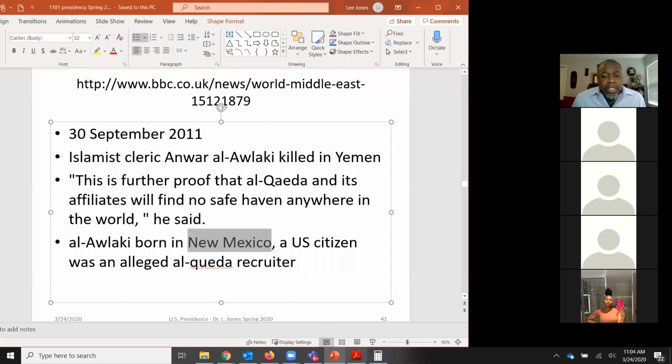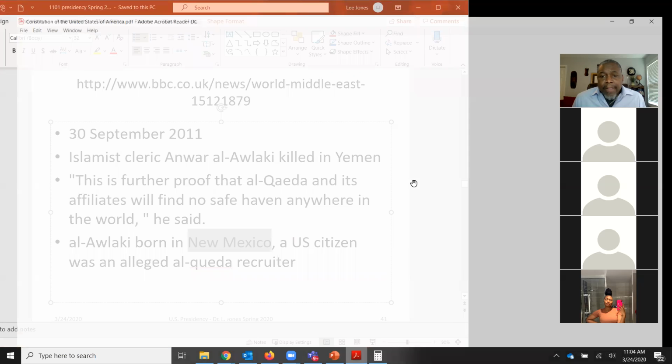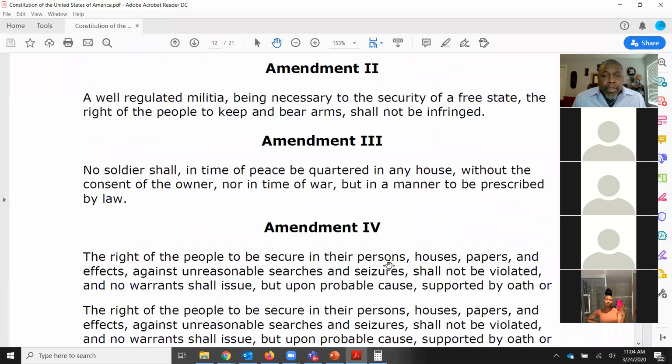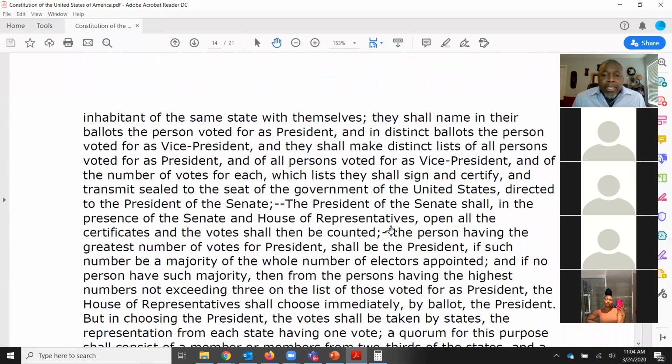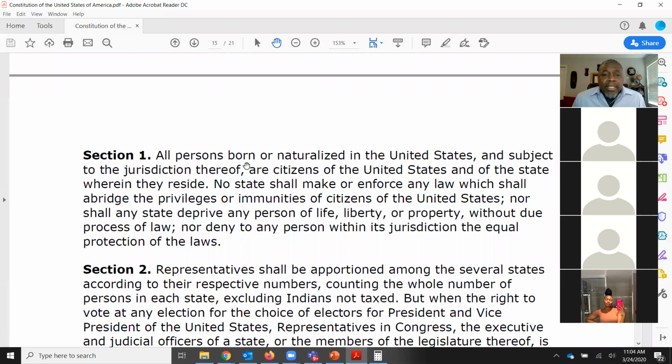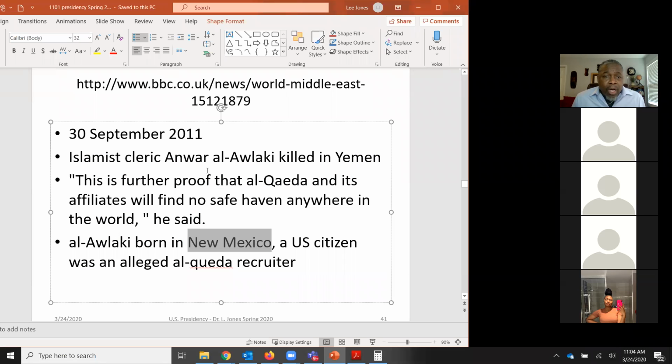Remember, the 14th Amendment says, let's look at it together. I'm pressing a point here. Remember, your 14th Amendment says, if you're born in the United States, then you are a citizen of the United States. And then it says, no state shall make or enforce any law abridging the privileges and immunities of citizens. So if you're born here, you're a citizen. And then the 14th Amendment says citizens have rights. Okay, so Anwar al-Awlaki was born in New Mexico.